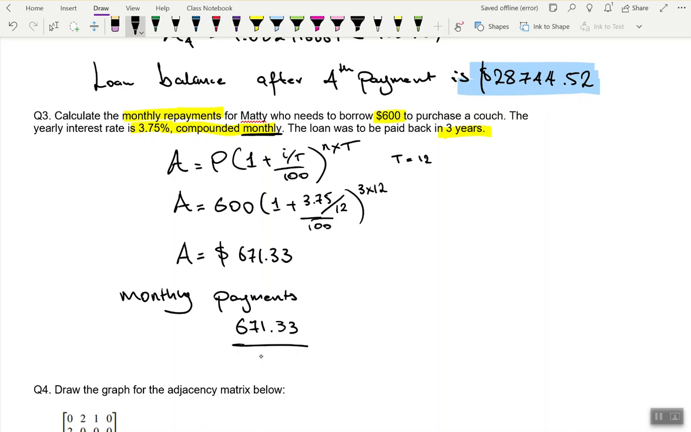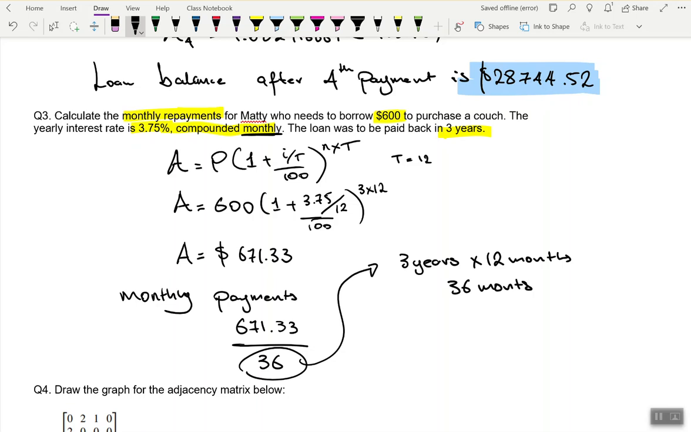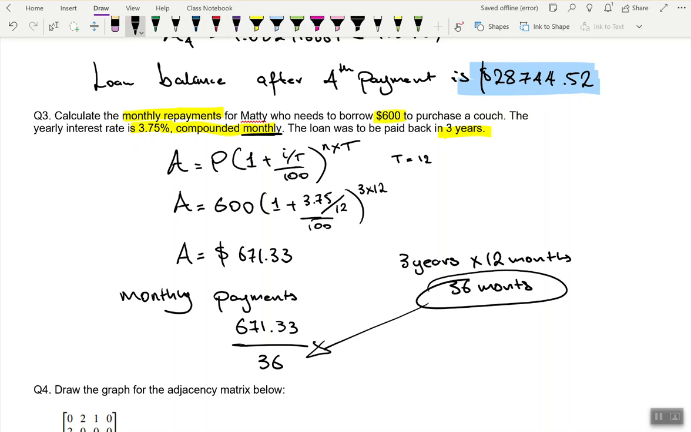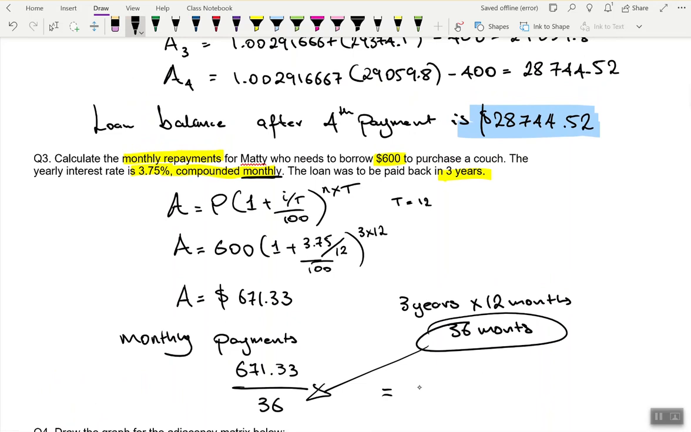$671.33 divided by 36. Now, why 36? Because in 3 years multiplied by 12 months, we get 36 months. Okay, so this is the reason why we'll divide by 36, and our final answer will be equal to $18.65 per month. That is our final answer.